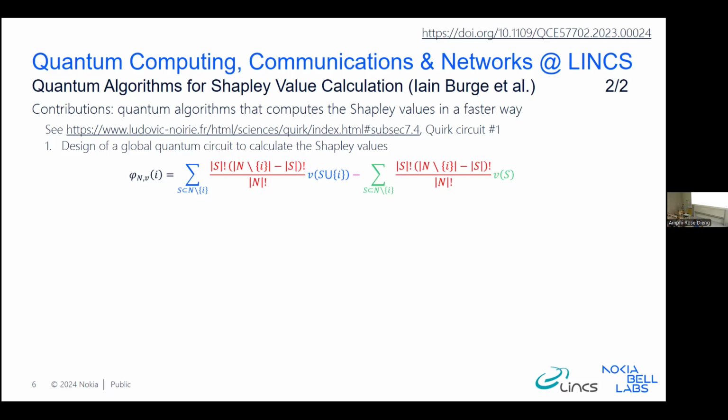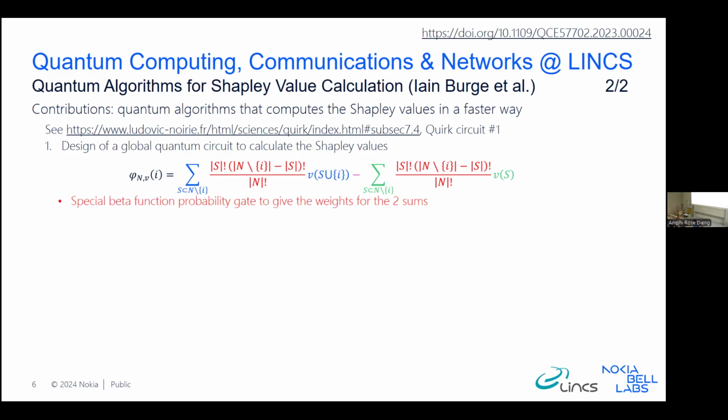I will just describe it at a high level. What we want to compute is this formula. It's a weighted evaluation of the gain function V, considering voter i compared to without voter i, for each coalition.